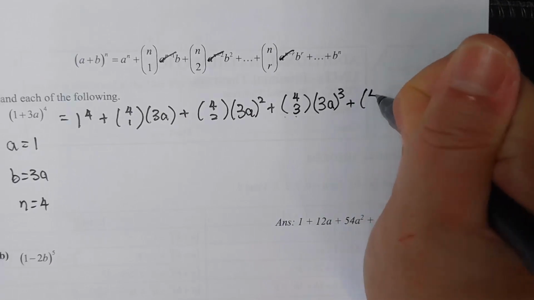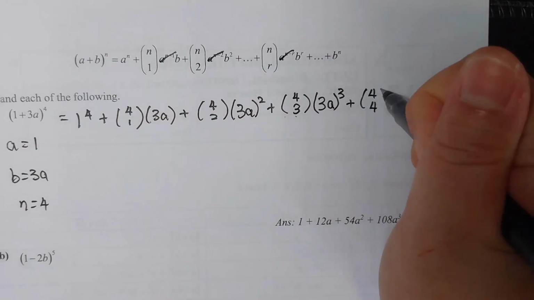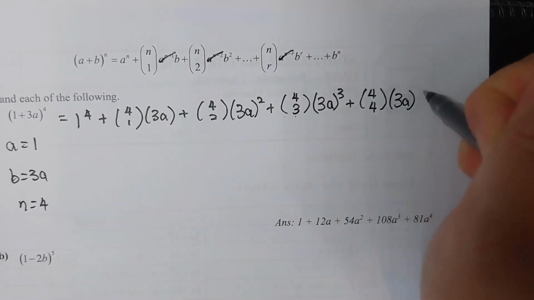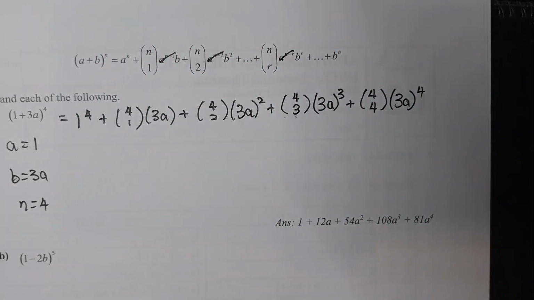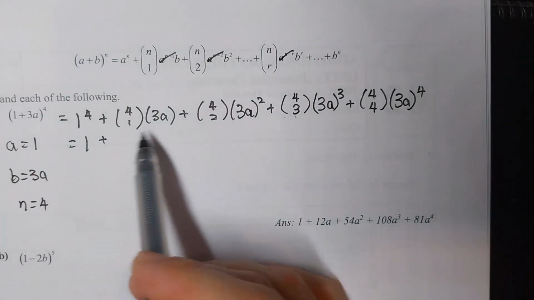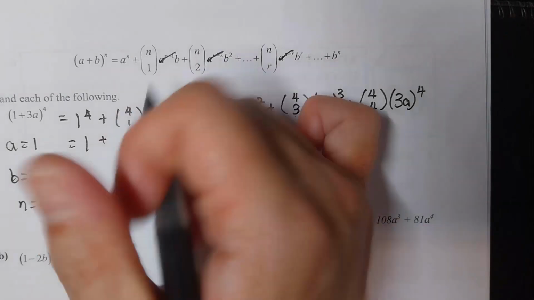That's one way of helping you to keep track. And we must end at 4 choose 4 because there's no other numbers left. And we have b power 4. So let's simplify this using the calculator. We have 1 here. So we have 4 choose 1 multiplied by 3. So it's actually simply 4 times 3, which is 12.